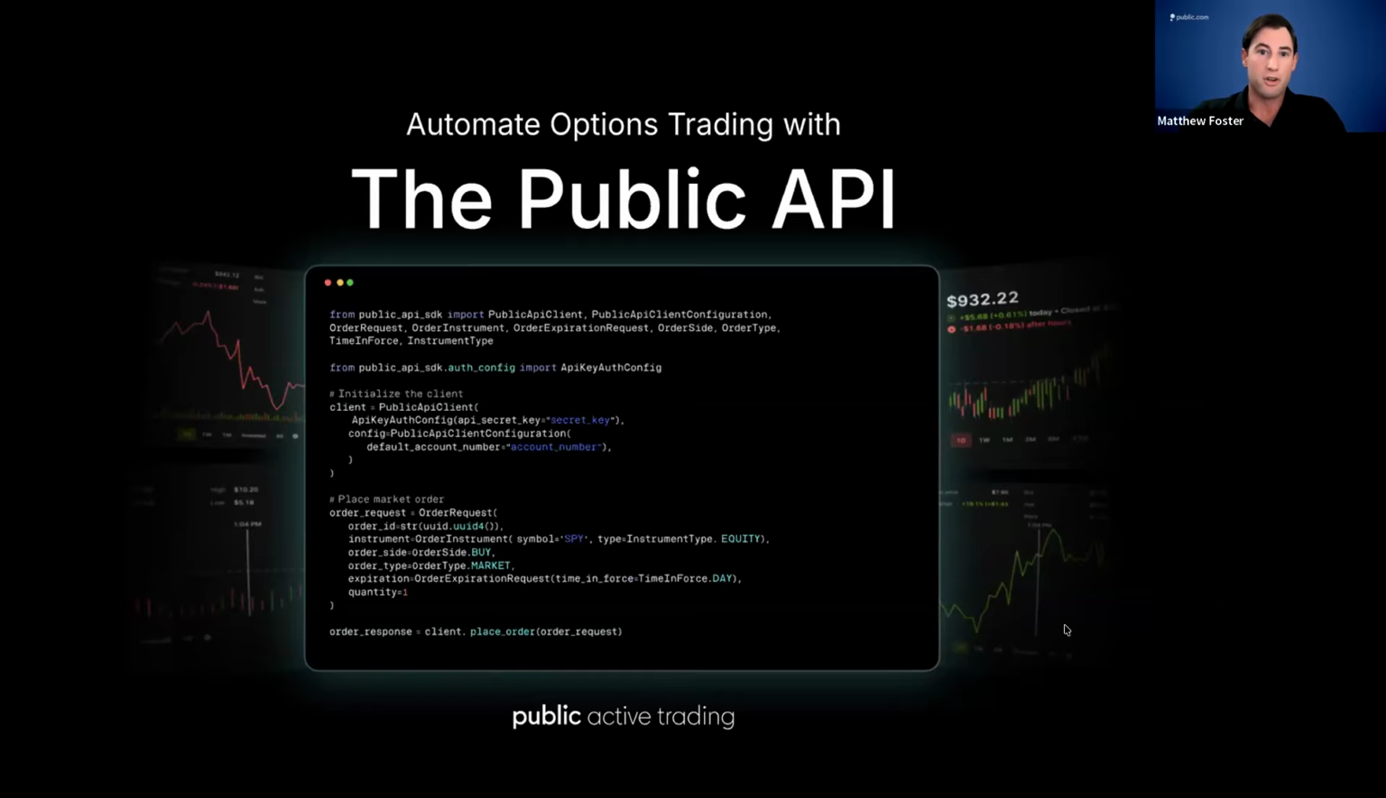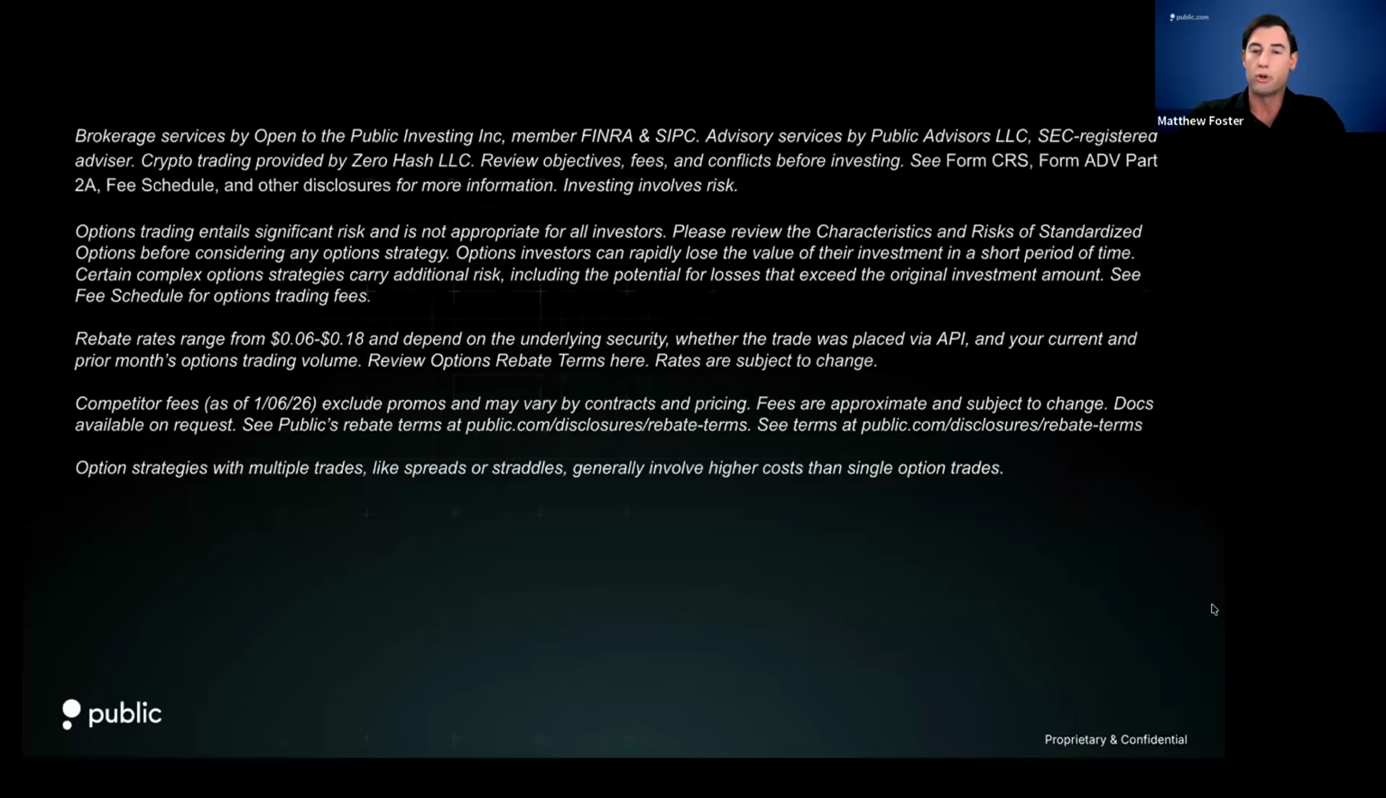Before we get started here, just an important quick note. I just want to make it very clear that nothing in this session is financial advice. Options trading involves significant risk and is not appropriate for all investors. So please review the options risk disclosures, the fee schedule, and the rebate terms linked here. Today we'll keep the focus on infrastructure and execution, but it's important to understand the risks before trading.